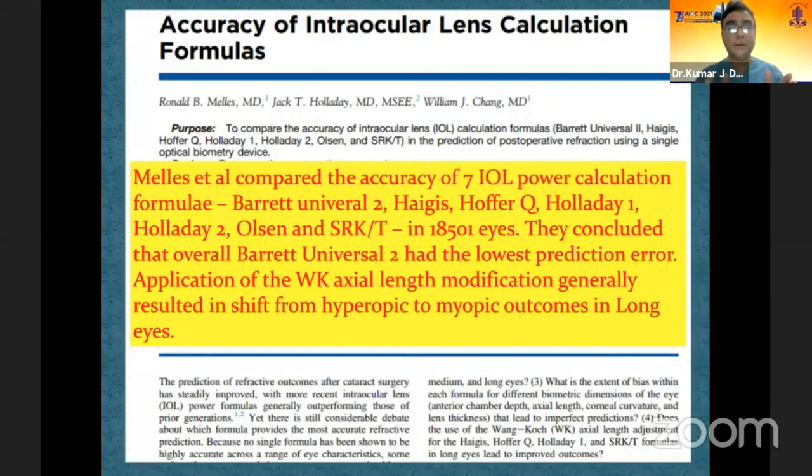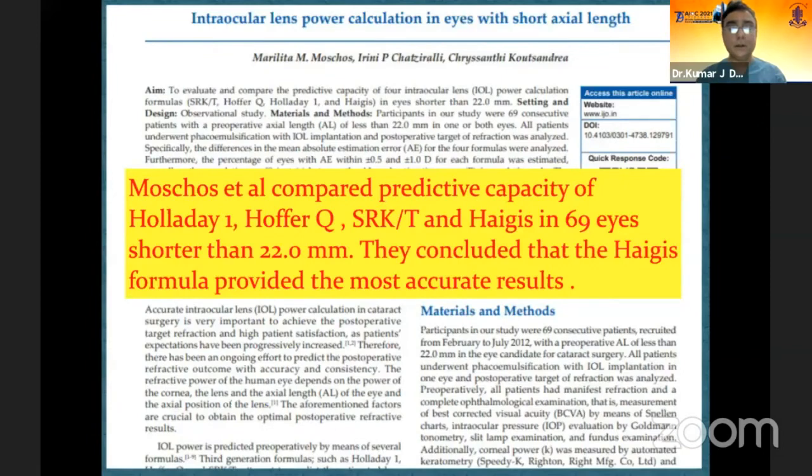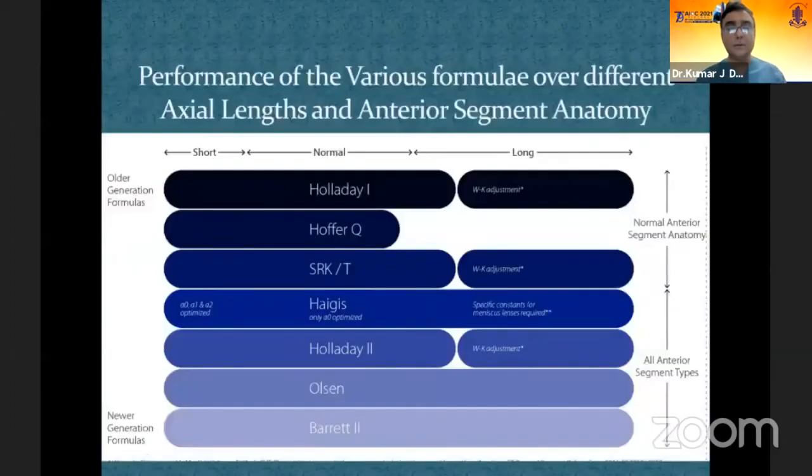So there was a comparison between 7 formulas, the Barrett Universal 2, Haigis, Hoffer Q, Holladay, Holladay 2, Olsen, and SRK/T in 18,500 eyes. And it was concluded that the Barrett Universal 2 had the lowest prediction error compared to everything else. So here also you can see that the Barrett and the Olsen read reasonably well in short eyes less than 22 and long eyes more than 24.5. Then there was another formula comparison between Holladay 1, Hoffer Q, SRK/T, and Haigis in 69 eyes with short eyes less than 22. And this concluded that the Haigis formula actually provided the most accurate results.